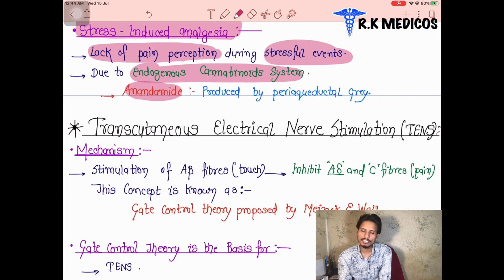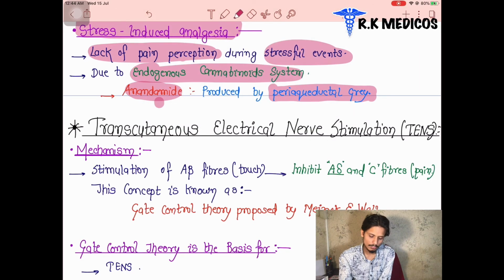Anandamide is also secreted by the periaqueductal gray matter. It is also produced by the periaqueductal gray matter of the midbrain, and the midbrain is located in the brainstem. Hope you know about it. Don't know? Go and watch the video about neuroanatomy.